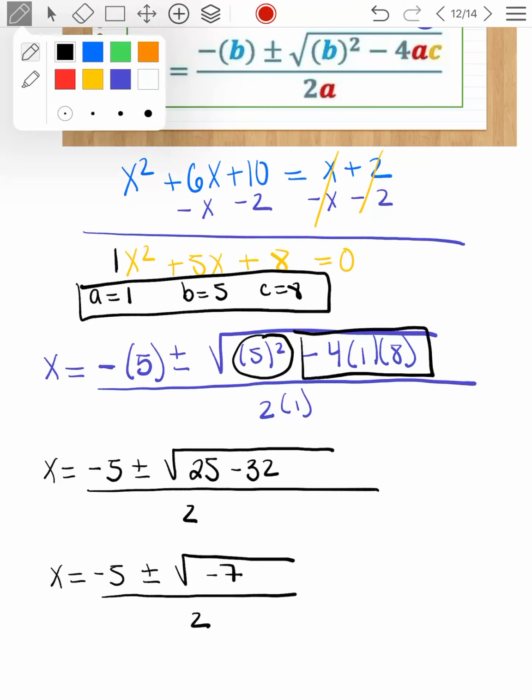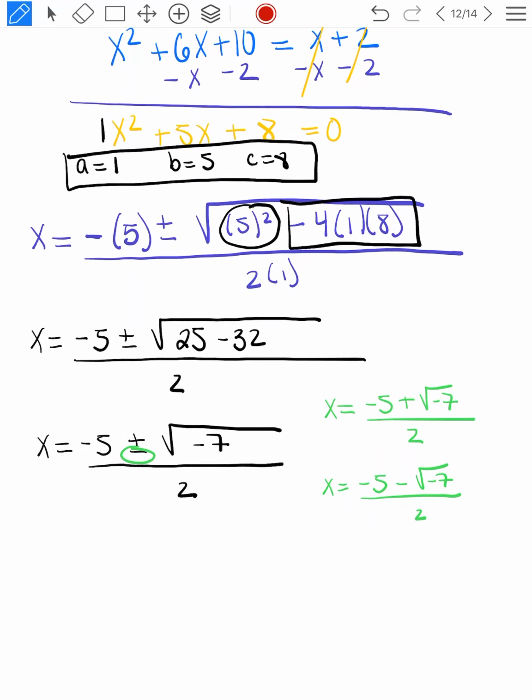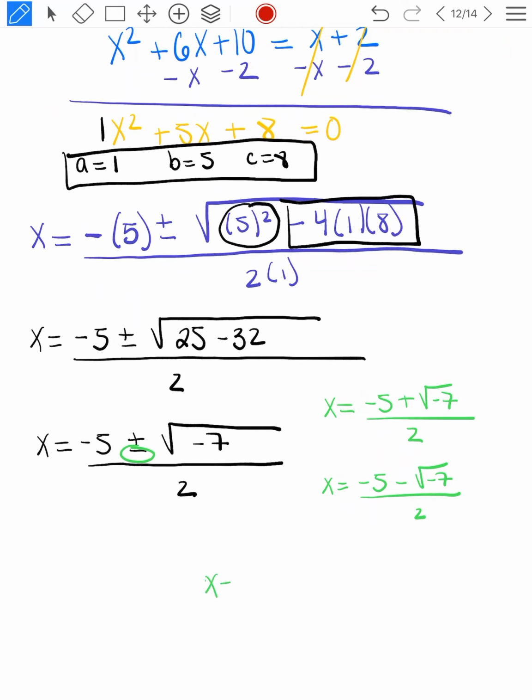And now here is where we are going to split. So we want to make sure we show our two answers. So we have x equals negative 5 plus the square root of negative 7 divided by 2. And we have x equals negative 5 minus the square root of negative 7 divided by 2. And then very last but not least, we want to simplify this radical. The square root of negative 7, because we are square rooting a negative, we know our solution is going to have an i in it.